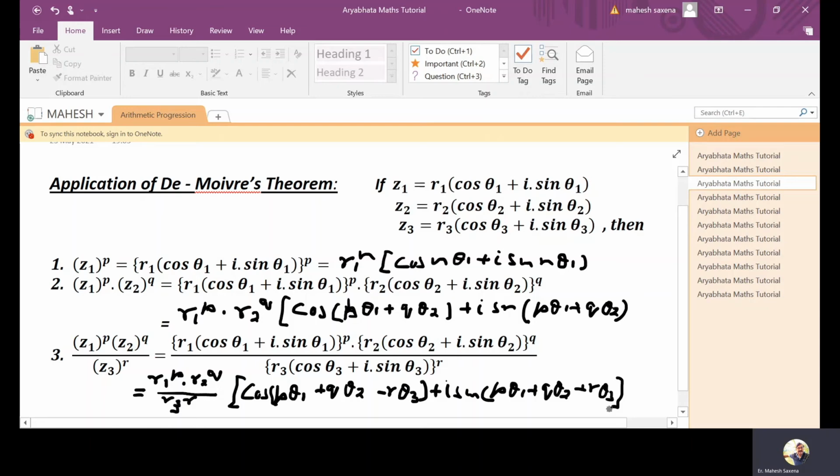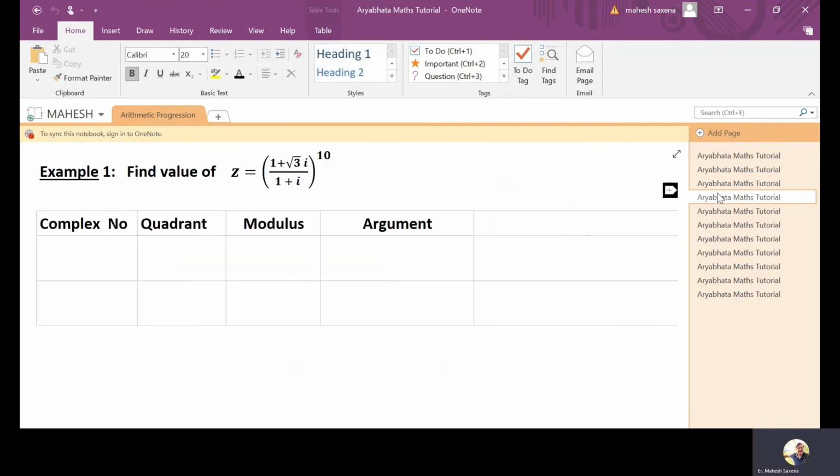Now we come to how we can utilize this De Moivre's theorem, that is, the application of De Moivre's theorem in various questions. Suppose the first question is: find the value of z, which is (1 plus root 3 i) to the power n upon (1 plus i) whole to the power 10. Here there are two complex numbers. First is 1 plus root 3 i.